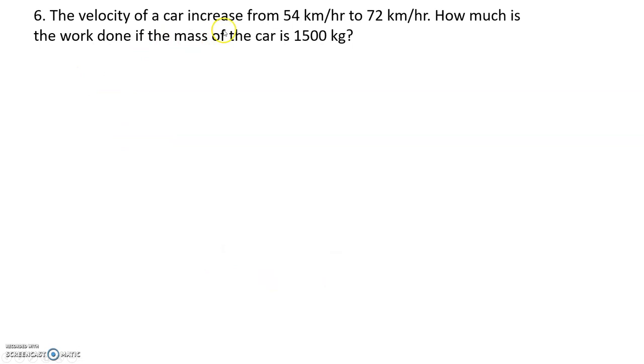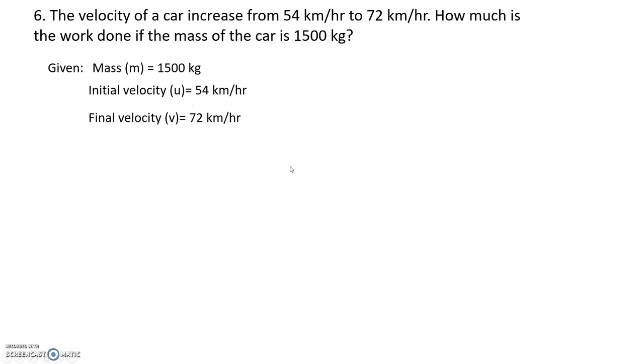The velocity of a car increased from 54 km per hour to 72 km per hour. How much is the work done if the mass of the car is 1500 kg? So let's write the given. Let's write the mass 1500 kg first. Then the velocity of the car increases from 54 km per hour to 72 km per hour. So initial velocity U is 54 km per hour and final velocity V is 72 km per hour. To find is the work done.